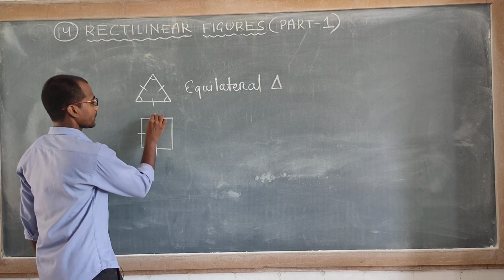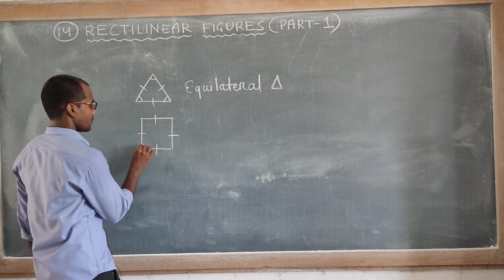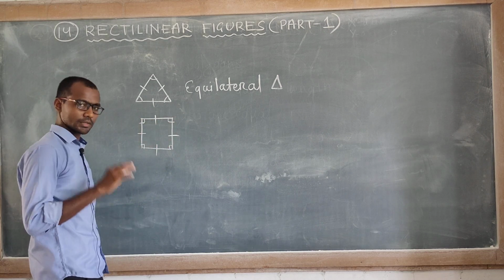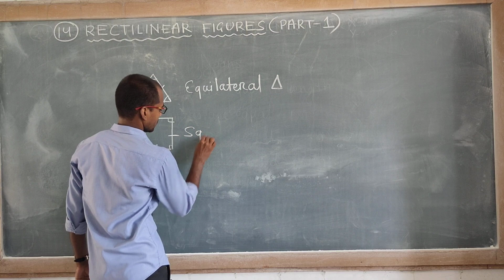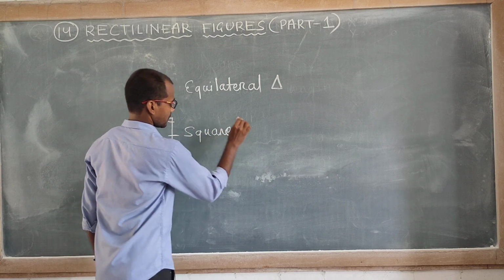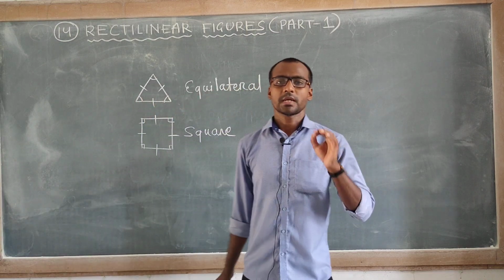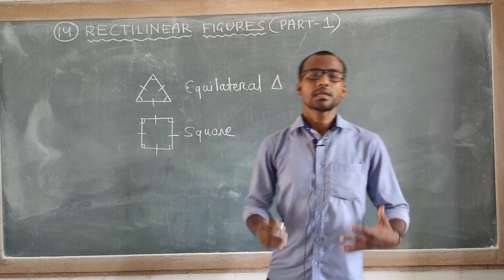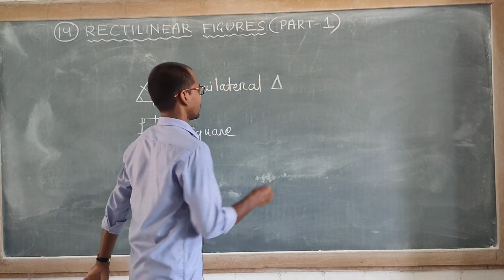All the sides must be equal. All the angles must be equal. That means it is a square. So remember, a regular polygon having four sides is a square. Similarly, we can go for five sides.